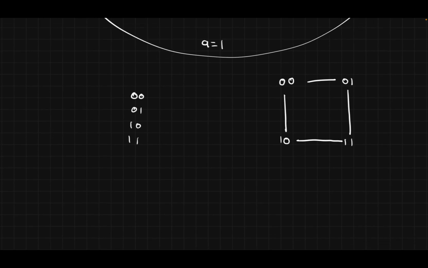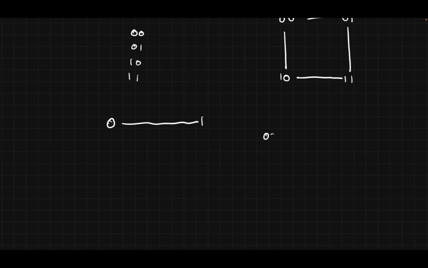So like 0 and 1, this is the smallest one, right? It's only different in 1 bit. So hence we can draw this line. Make sense? But then 0 0, 0 1, 1 0, 1 1. We can't draw a line here. This line will be wrong.